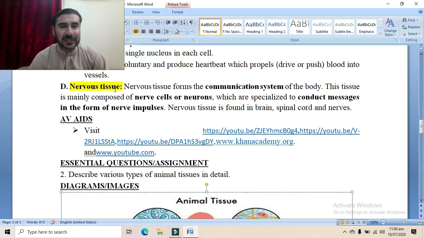So their function is in the communication of the body. This tissue is mainly composed of nerve cells or neurons, which are specialized to conduct messages in the form of nerve impulses. Nervous tissue is found in the brain, spinal cord, and nerves, and its network is throughout our body.